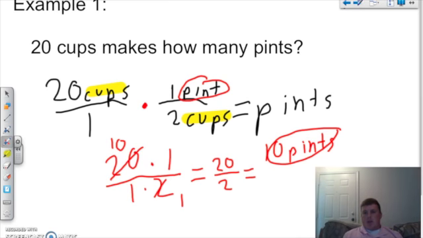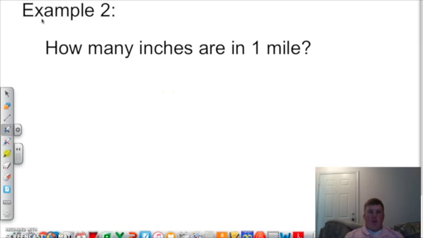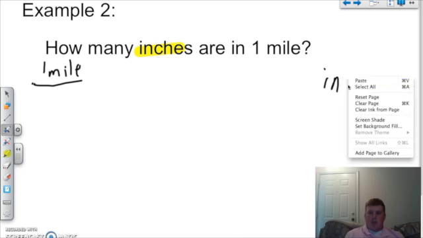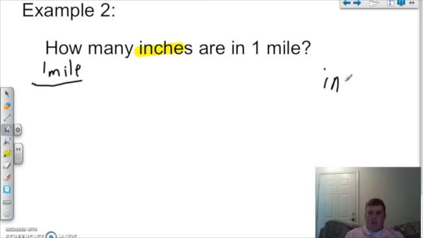Now we have one more example to look at. We're going to look at the example, how many inches are in 1 mile? So, again, I'm going to write what I'm starting out with. Starting out with 1 mile. I also want to look at what I want to end up with. If we look at the problem, we want to end up in inches. So, I'm going to make sure that I put inches over here to make sure that I end up with what I am looking for. So, I start out with 1 mile over 1.